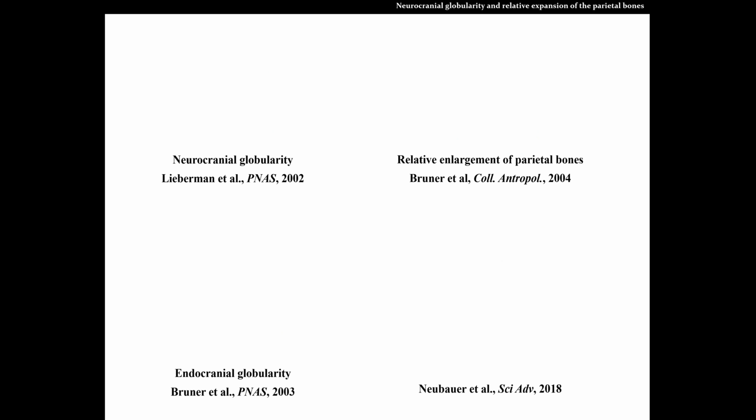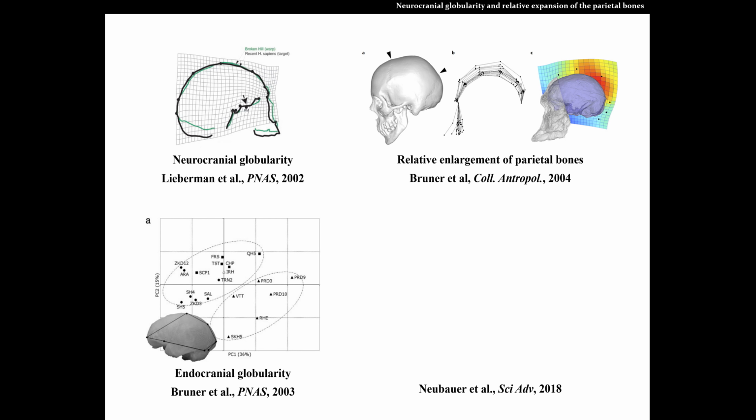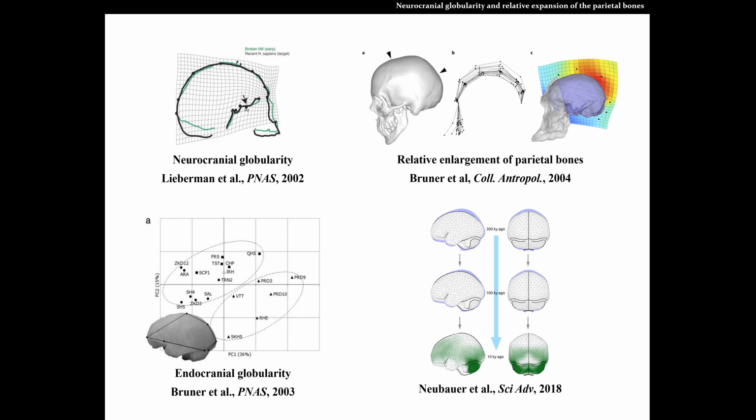By now we know that modern humans have a very unique neurocranial shape. Both the external surface and the internal surface of the neurocranium are very globular. This is not even seen in other members of the genus Homo, not even in the large-brained Neanderthals. We also know that modern humans have a very large parietal bone in proportional terms. And we're starting to know when these patterns started to emerge in time. All these are landmark studies. They have been replicated, and by now we can consider perhaps these results facts.